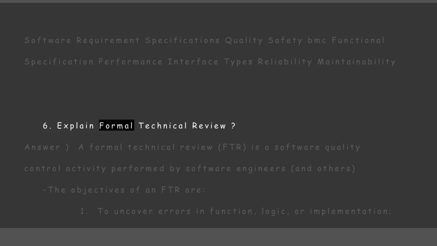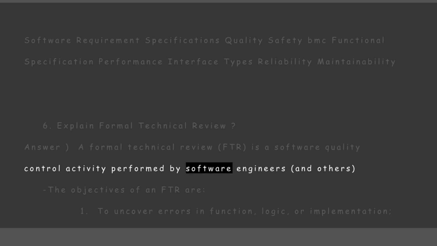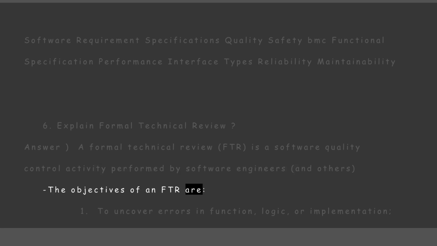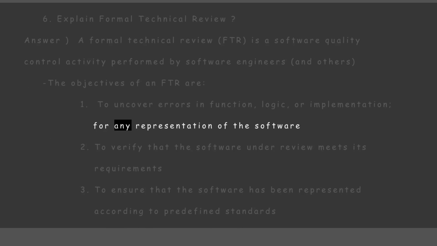6. Explain formal technical review. Answer. A formal technical review, FTR, is a software quality control activity performed by software engineers and others. The objectives of an FTR are: 1. To uncover errors in function, logic, or implementation for any representation of the software.